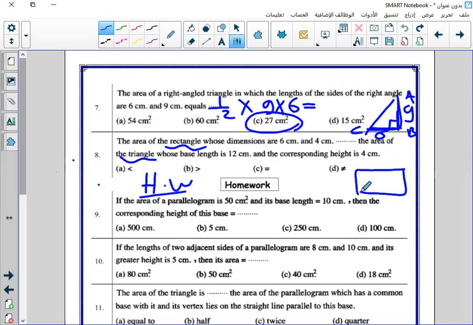6 times 4. Yes, length times width. So 6 times 4 equals 24. Okay, and the area of a triangle equals what? Half times base times height. Half times 12 equals 6. 6 times 4 equals also 24. Then the result is equal.